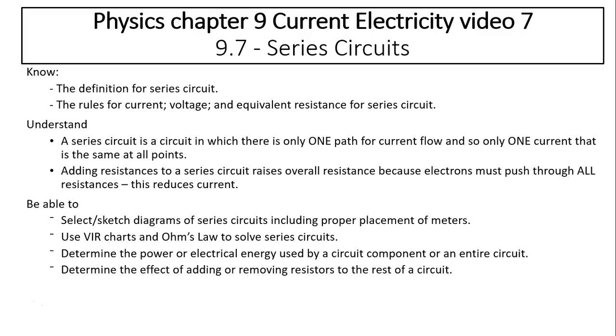circuit. Understand a series circuit is a circuit in which there is only one path for current to flow, so only one current that is the same at all points. Understand, adding resistance to a series circuit raises overall resistance because electrons must pass through all resistance. This reduces the current. Be able to sketch or select diagrams of series circuits including proper placements of meters.